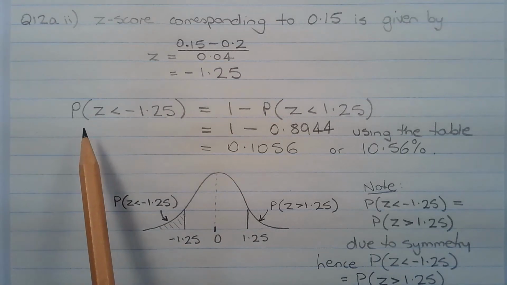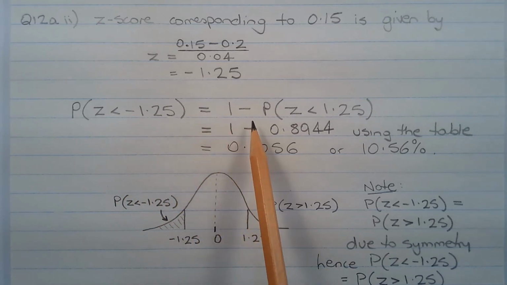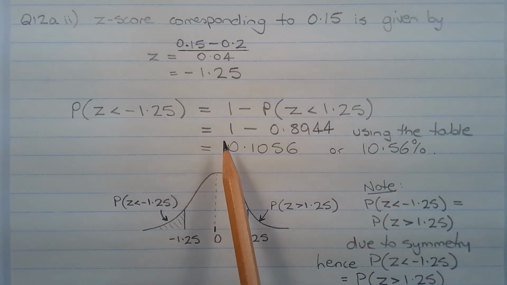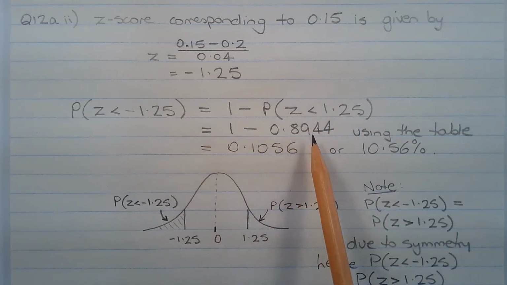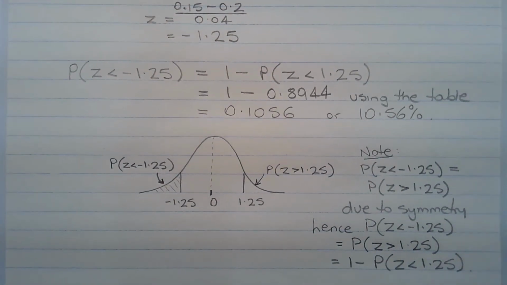Now the probability that z is less than negative 1.25 is equal to 1 minus the probability that z is less than positive 1.25. And that equals 1 minus 0.8944 using the table. And that equals 0.1056 or 10.56%.